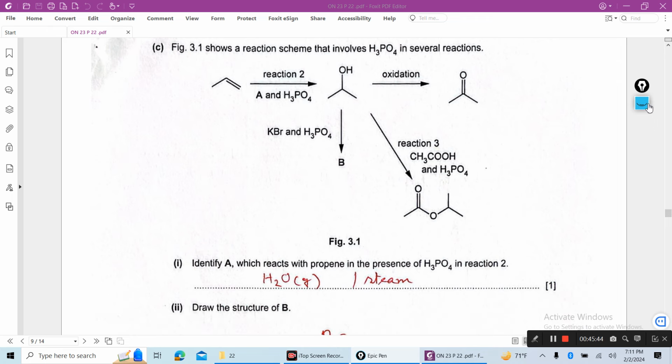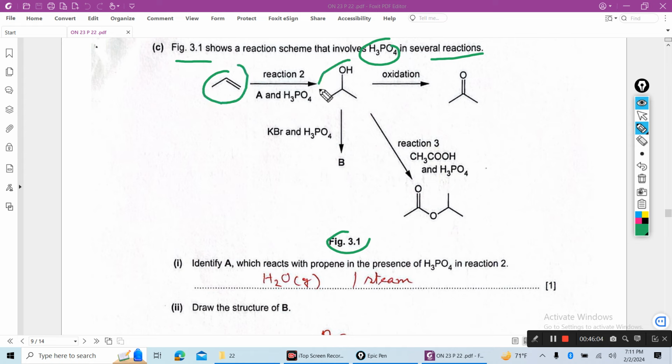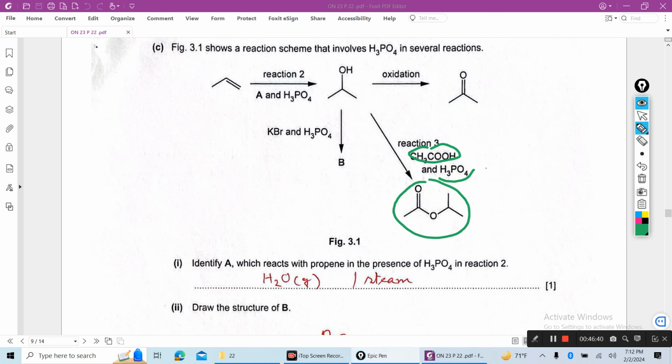Now this is from organic chemistry. Here, figure 3.1, this reaction scheme involves phosphoric acid in some reactions. What happened? This is an alkene goes to alcohol, secondary alcohol, then this secondary alcohol oxidizes to ketone, propanone. Then here secondary alcohol reacts with KBr and phosphoric acid to form B. Reaction 3, what happened? Propanol reacts with carboxylic acid, ethanoic acid and phosphoric acid to form an ester. This is our reaction scheme.